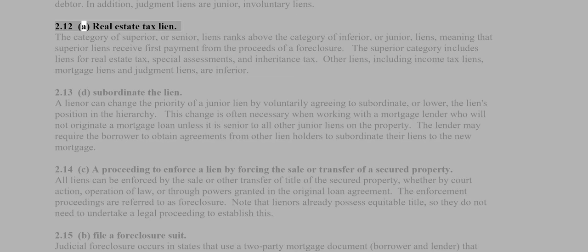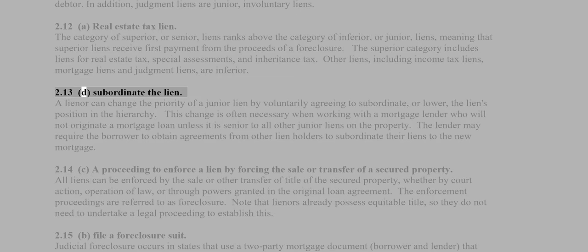2.12 A. Real estate tax lien. The category of superior, or senior, liens ranks above the category of inferior, or junior, liens, meaning that superior liens receive first payment from the proceeds of a foreclosure. The superior category includes liens for real estate tax, special assessments, and inheritance tax. Other liens, including income tax liens, mortgage liens, and judgment liens, are inferior.